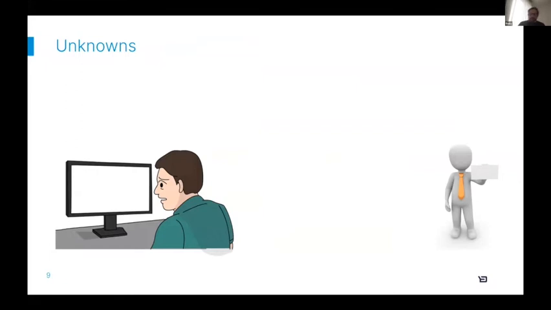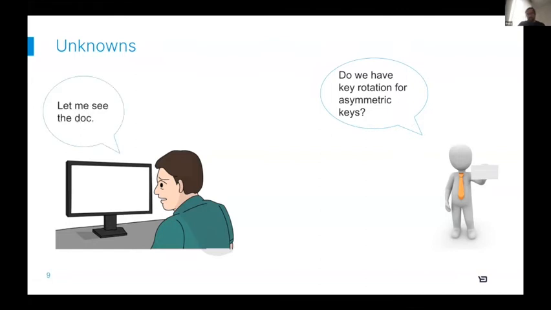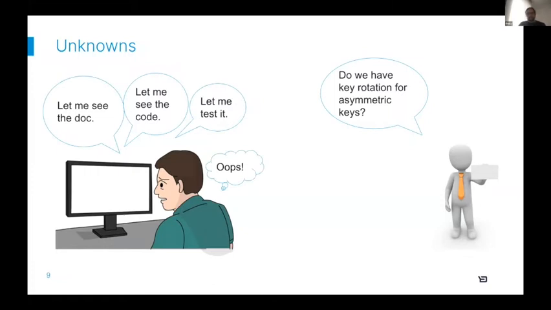As an example, a normal day for us was something like a client asking us, do you have key rotation for asymmetric keys? When someone asks us something like that, the first thing that we do is, okay, let me see the documentation to see if we support that thing. Well, it looks like we support it. So let me check the code. And in the code it looks like it's okay. But then you say, okay, let me test your scenario. And then that is when you have this moment of, oops, we have a problem.